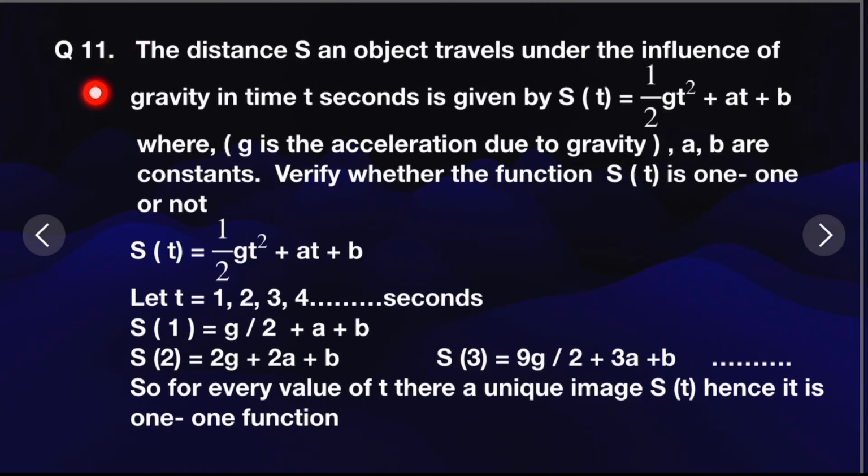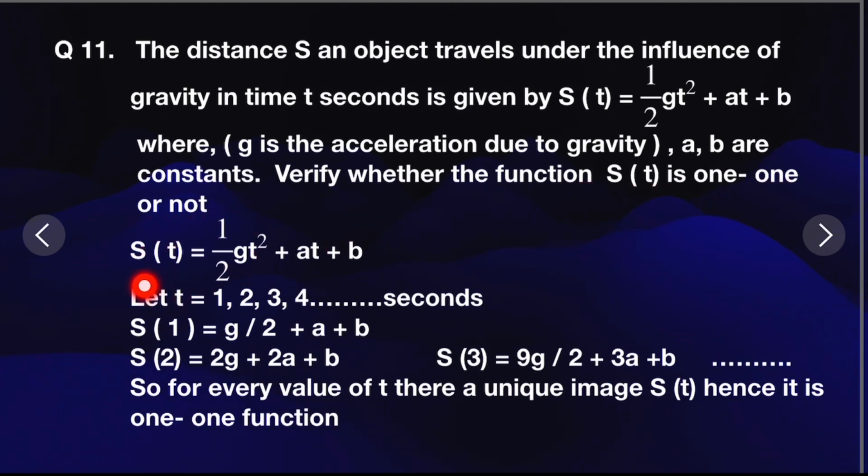Question 11. The distance s an object travels under the influence of gravity in time t seconds is given by s(t) equals 1/2 gt² plus at plus b, where g is the acceleration due to gravity, and a and b are constants. Verify whether the function s(t) is one-one or not.